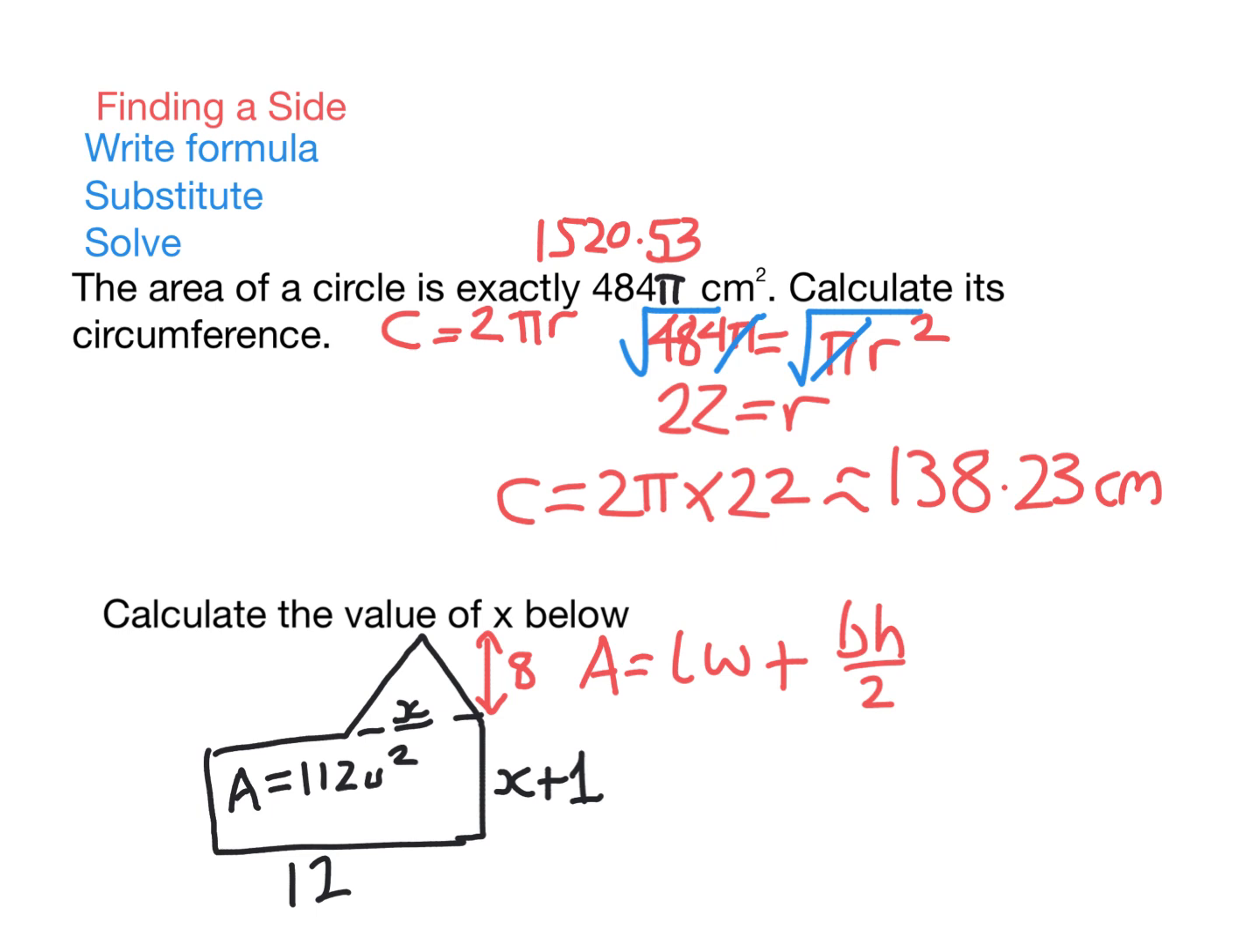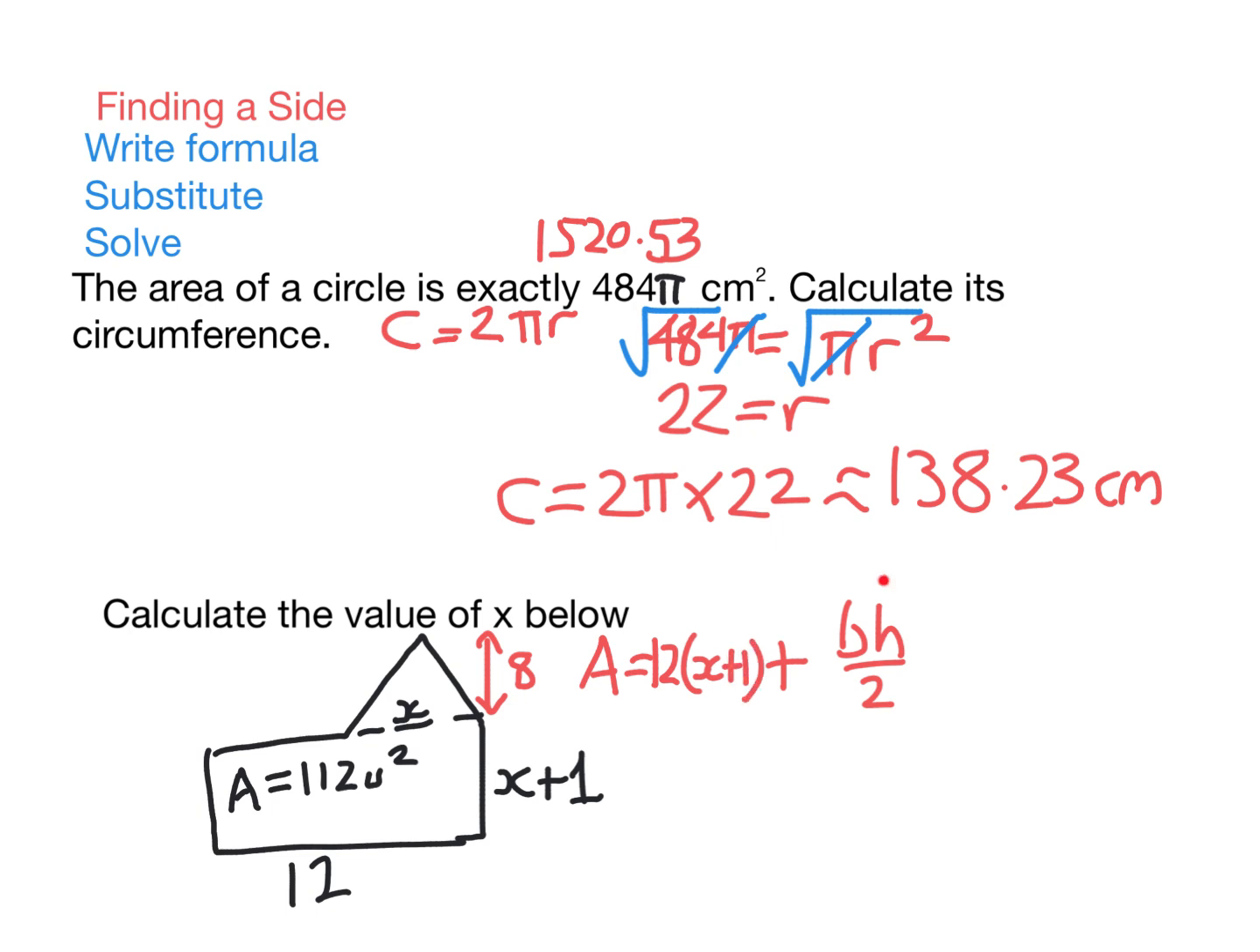So let's go and substitute. So let's look at the rectangle here. Well, here the width is x plus 1 and the length is 12. So what I'm going to do is I am going to rub out length and width. I'm going to replace the length with 12 and the width with x plus 1.